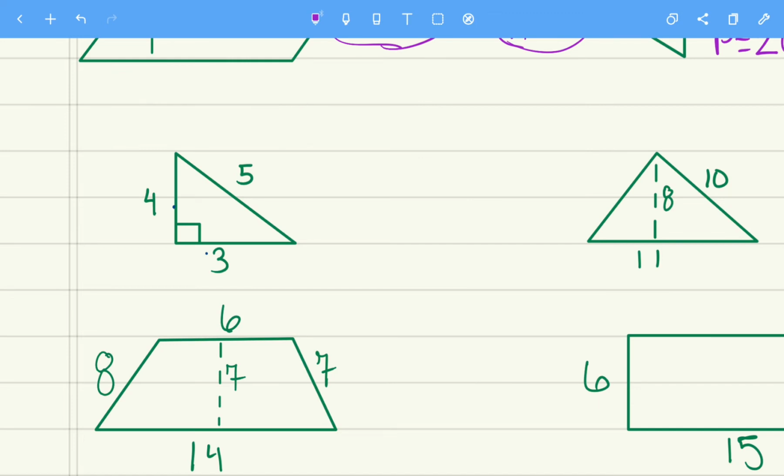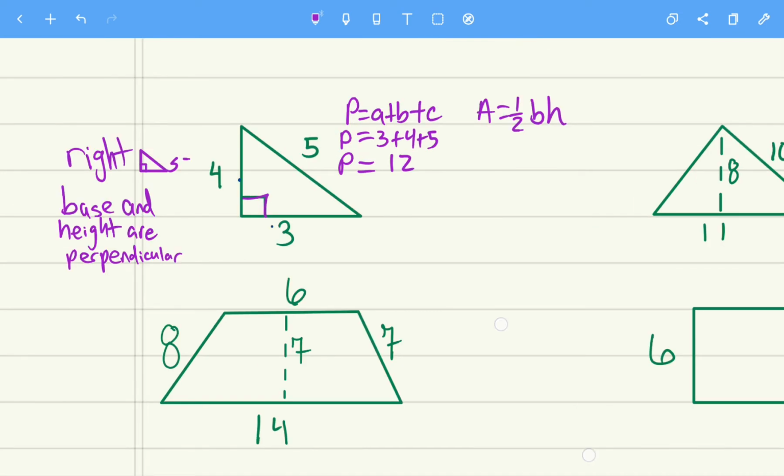Now here we have a triangle. The perimeter is just all 3 sides added together. So we get 3 plus 4 plus 5, which is equal to 12. So our perimeter is 12. And now our area is 1/2 the base times the height. Now there's a thing here. Notice that we have a right triangle, which means the base and height are perpendicular, which means that the side itself is actually our height. Now this is only with right triangles.